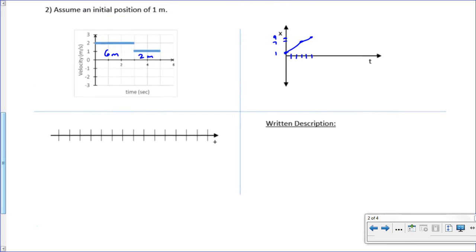For the motion map on this one, since everything's positive, I'm going to put the 0 here, and we'll call this 1. All right, so initial position is 1. It's traveling with a velocity of 2 meters per second for the first few seconds here. So 1, 2, all right, that's 2 seconds, and then 3 seconds. Just darkening those dots so that you can really see them. And then it's going to be only going 1 meter per second after that.